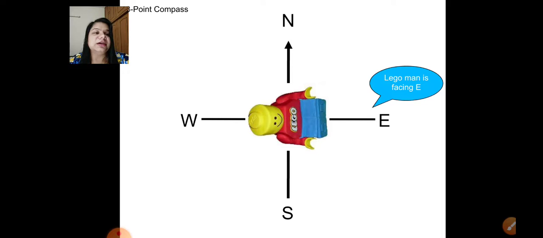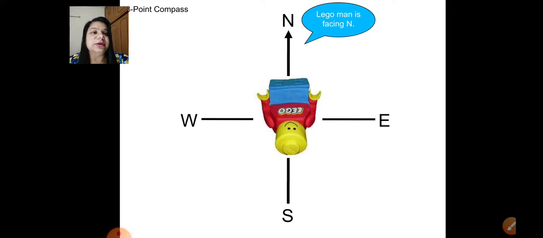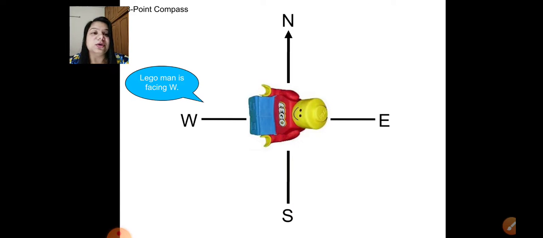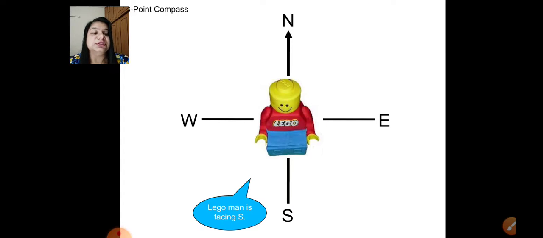Now just check. If you have to face, this is how a legoman is facing towards east. Now the legoman is facing towards north, now west, and now it is facing towards south. Okay, we have to do these type of questions in exercise 5.1. That's why we are discussing that how to face into each direction.